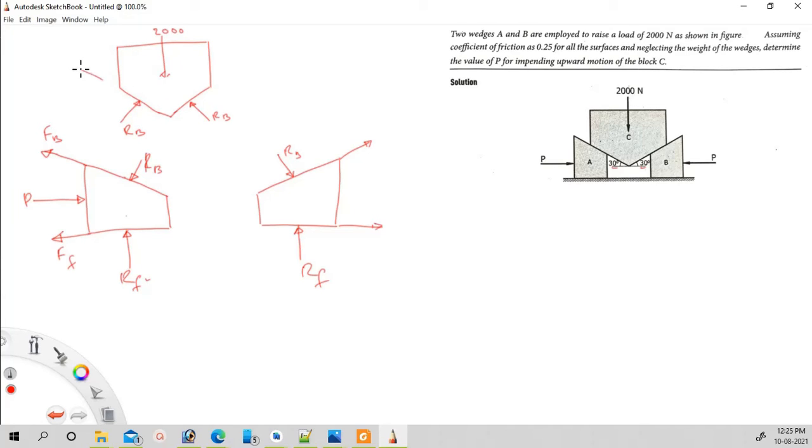That means it should be in this direction. This is the frictional resistance FB. And here also there will be another one, FB. Okay. So these are the forces acting on block C: the weight through the center of gravity, FB in this direction at this surface, FB another one at this surface, RB and RB. Okay. Now what we have to do is resolve these forces into its components.